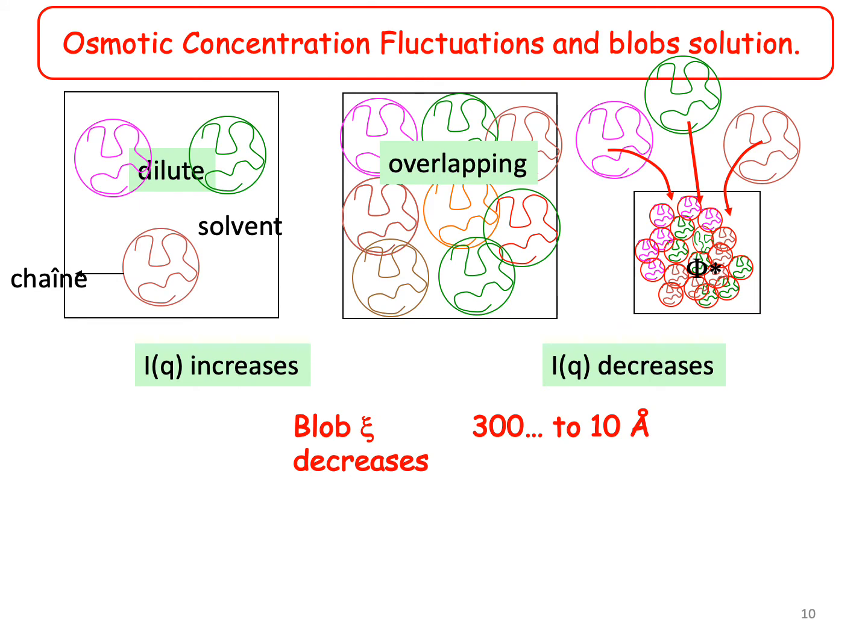Let us now consider a solution of chains. When you increase progressively the concentration, at first the intensity increases. At a certain point, there is what is called overlapping. That means there is no more volume for more chains. Then, if you want to add more chains, what you observe is that each chain subdivides itself into smaller entities, which are called blobs.